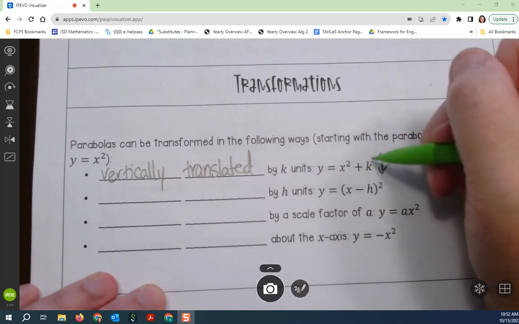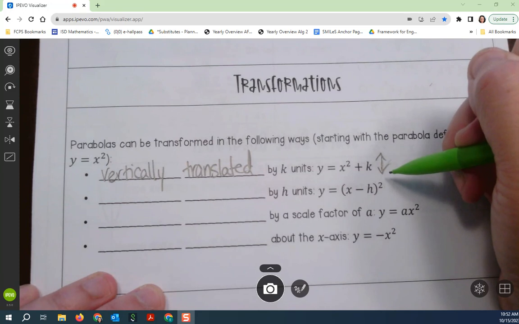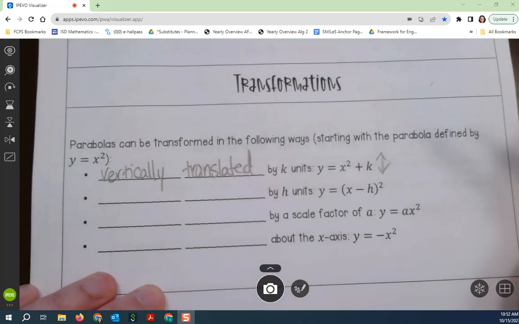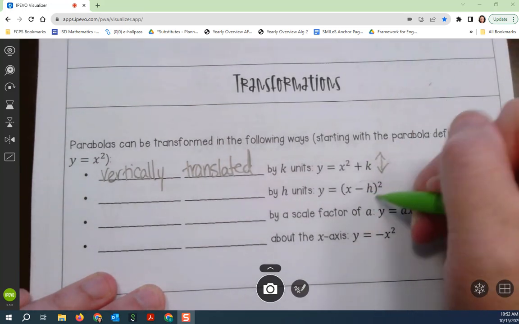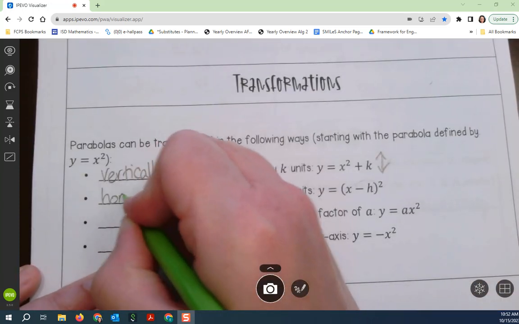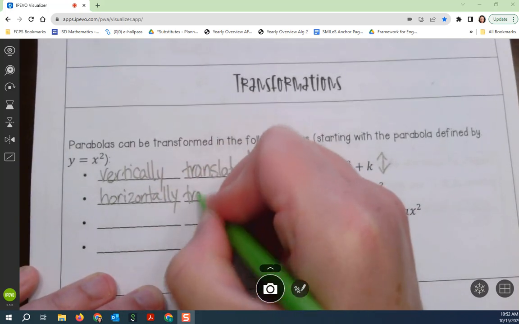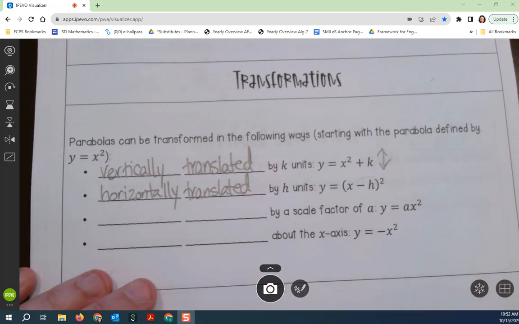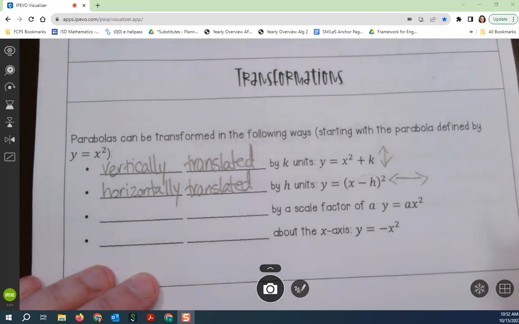By k units, so if you just add to the end, that's going to shift you up or down if you add a negative number. You may have called this also shift. So vertically translated is the same as vertically shifted. And then if you add or subtract inside of the parentheses, then that would horizontally translate. And again, in Algebra 2, you may have called that horizontally shifted. So this way, left and right.